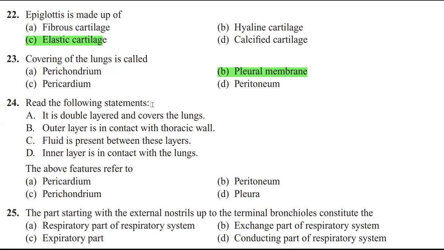Read the following statements. It is double layered and covers the lungs. Outer layer is in contact with thoracic wall. Fluid is present between these layers. Inner layer is in contact with lungs. The above features refer to pericardium, peritoneum, perichondrium, pleura. So the features belong to pleura.